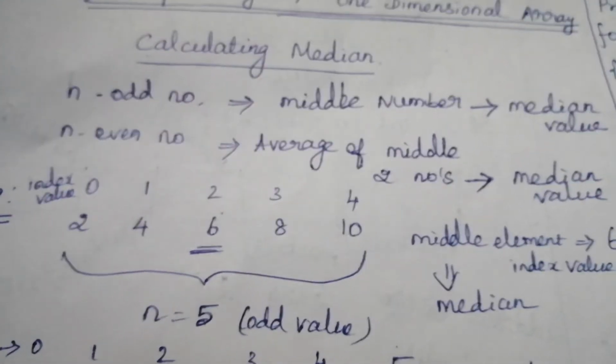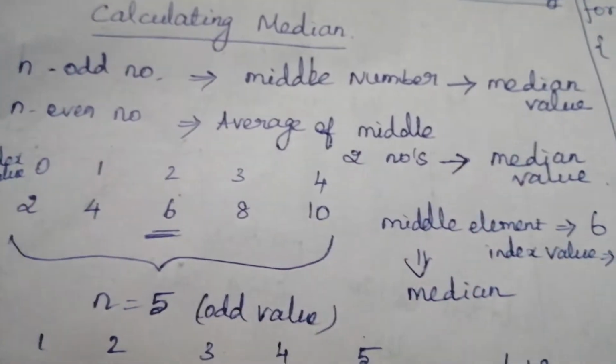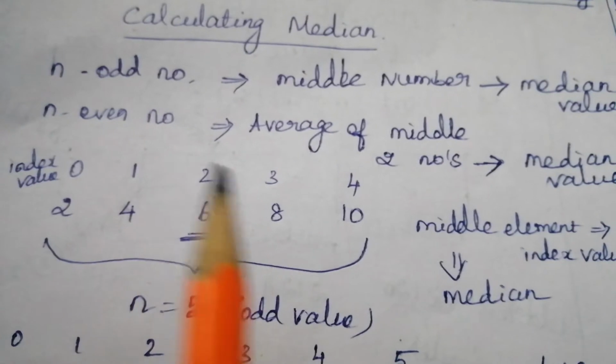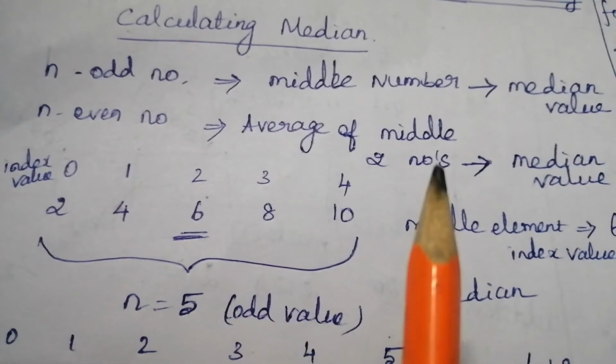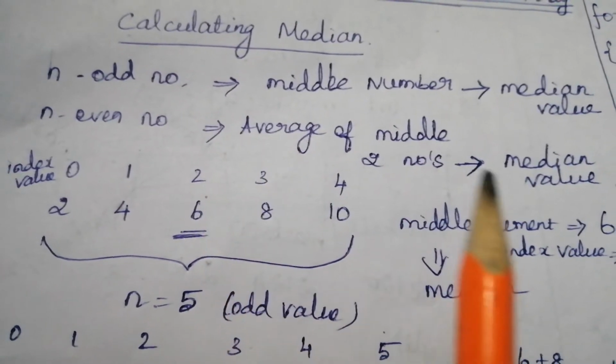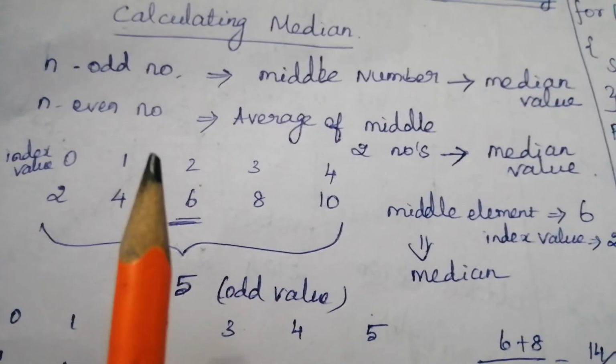If n is an odd number, then we can consider the middle number as the median value. If n is an even number, then we have to consider the two middle numbers and find the average of those numbers. That particular average value will be called the median value for the corresponding numbers.